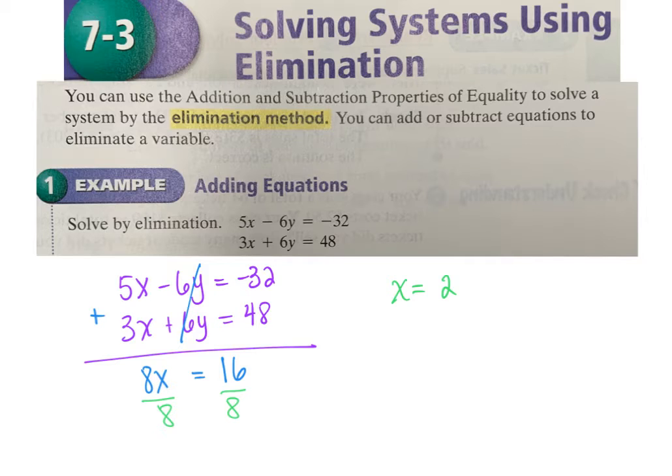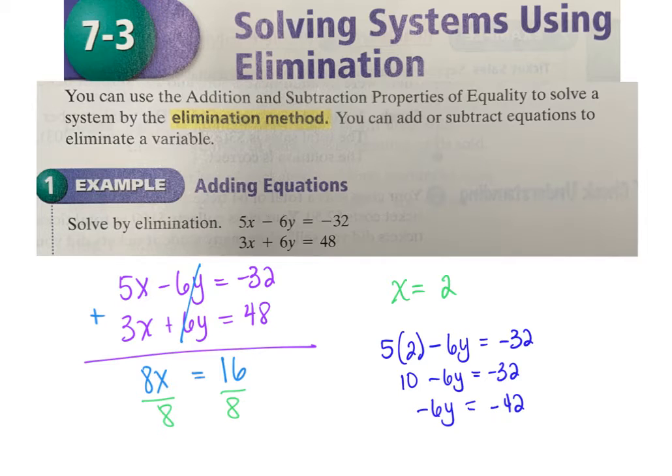Remember, for these, you have to have an x and y. So I am going to pick one of my equations. It does not matter which one, and I am going to plug that x in. If I plug that x in, I'll say 5 times 2 minus 6y equals negative 32. 10 minus 6y equals negative 32. Subtract 10. 6y equals negative 42. Divide both sides by negative 6. y equals 7. So my final answer here is (2, 7).